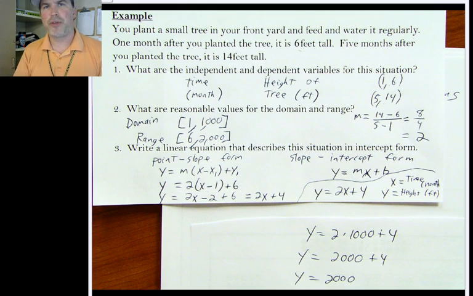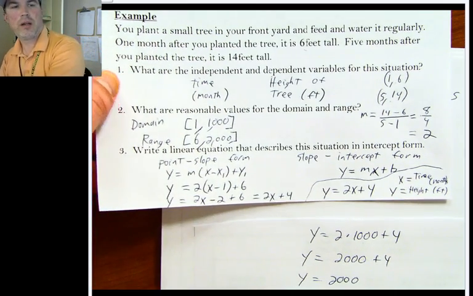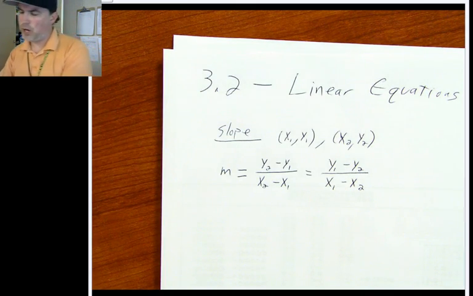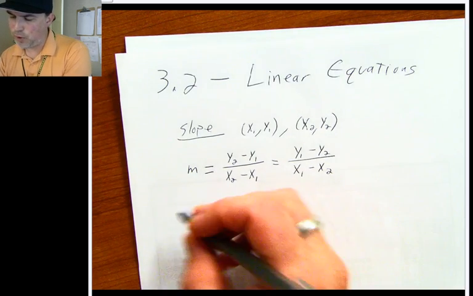But if you ever have to come up with a domain and range, you should have kind of a reason why you would consider those numbers to be what they are. So that is this pure example. So very nice. Heading back into our notes, we had the slope formula.